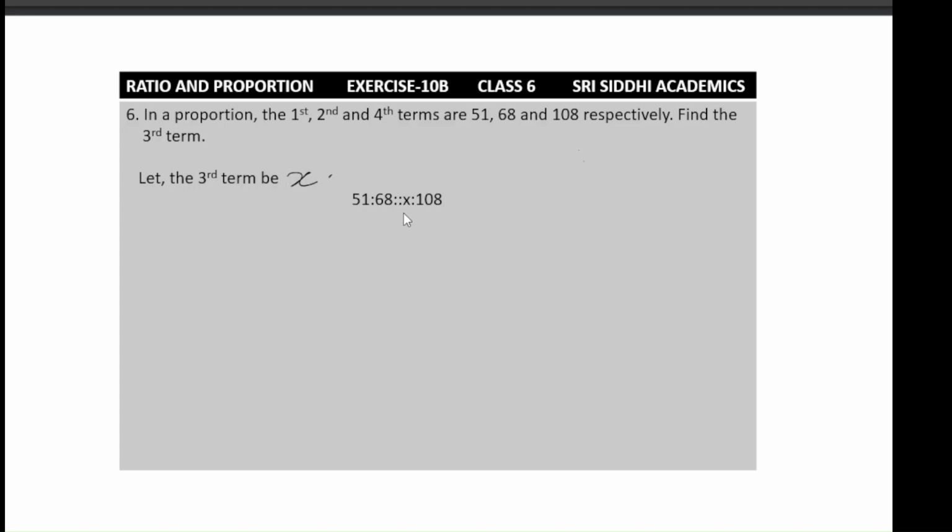51 is to 68 as x is to 108. So now I will find the value of x. How will I find x? First I will do multiplication of 68 into x. Can I not write it like 68x? Both are one and the same thing. So this is the product of means, 68x. Now I'll do the product of extremes, 51 into 108.